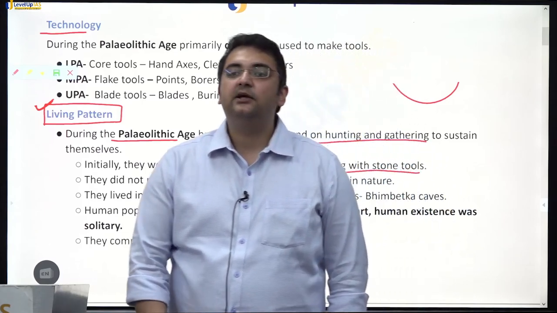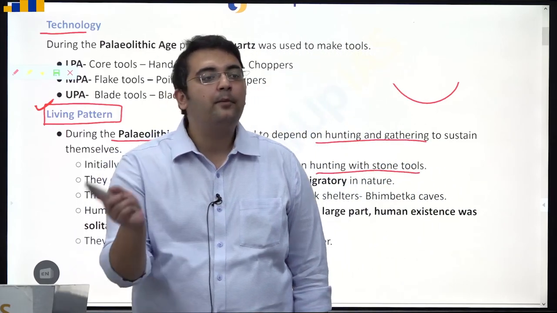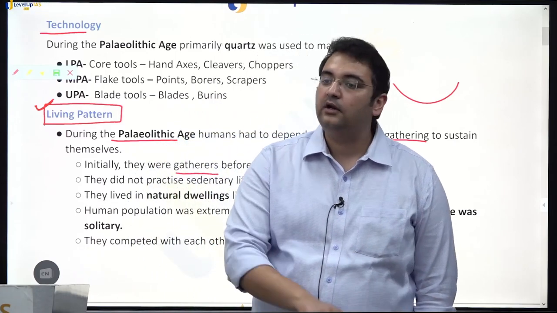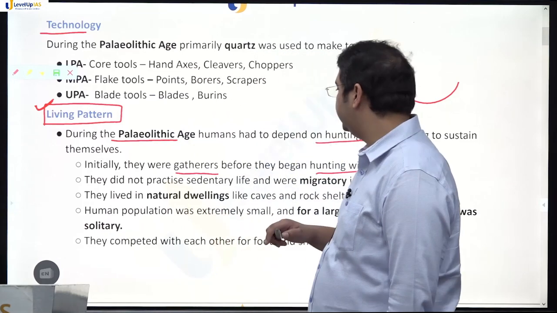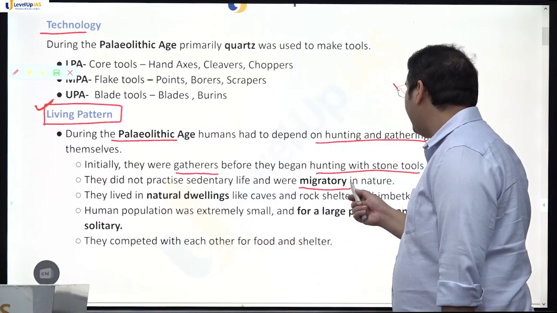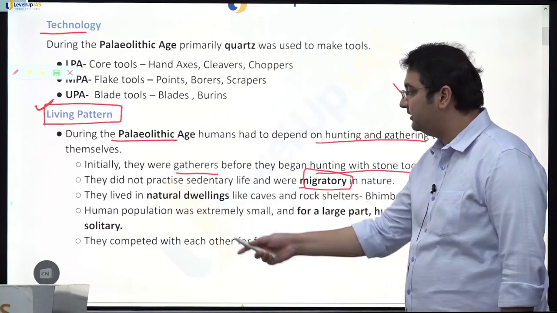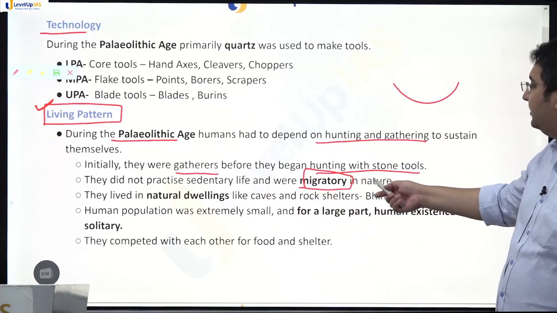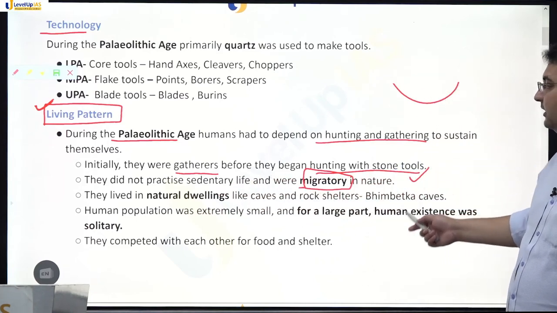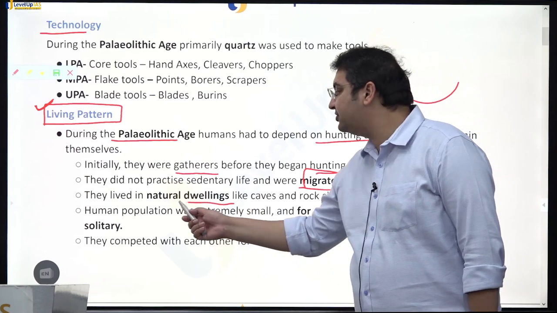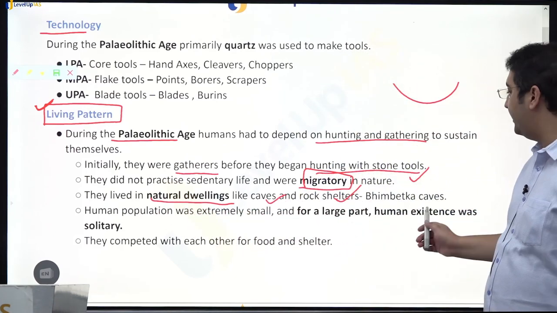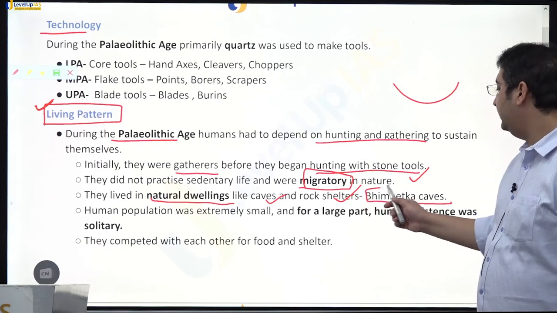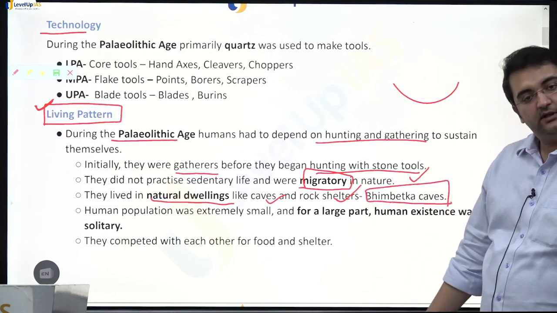That is why they would need to move from place to place in order to search for food sources. Therefore, they were migratory in nature. They did not practice sedentary life and were migratory in nature. They lived in natural dwellings such as caves and rock shelters. Example, the Bhimbetka caves. Okay?